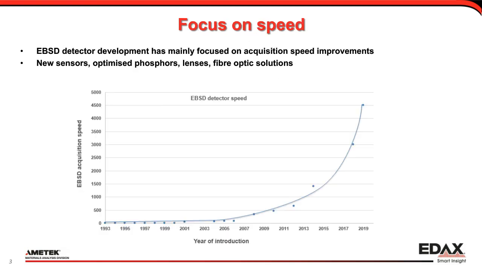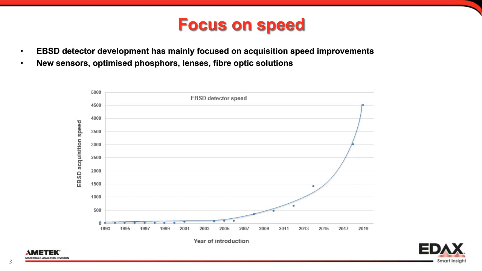Let's start with the general development idea of EBSD detectors since, in this graph, the early 90s. And I joined here around 2001 when we could do about 2 points a second. And over the years with EDAX, I've seen the acquisition speed go up to more than 4,500 points per second today. So a very strong focus on EBSD detector development has been on speed.